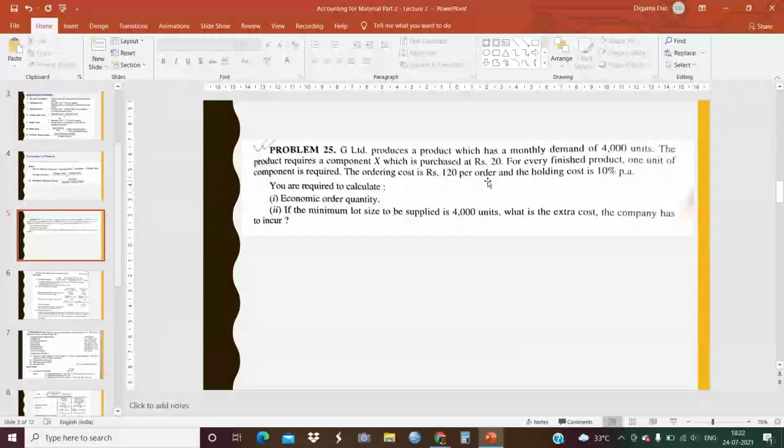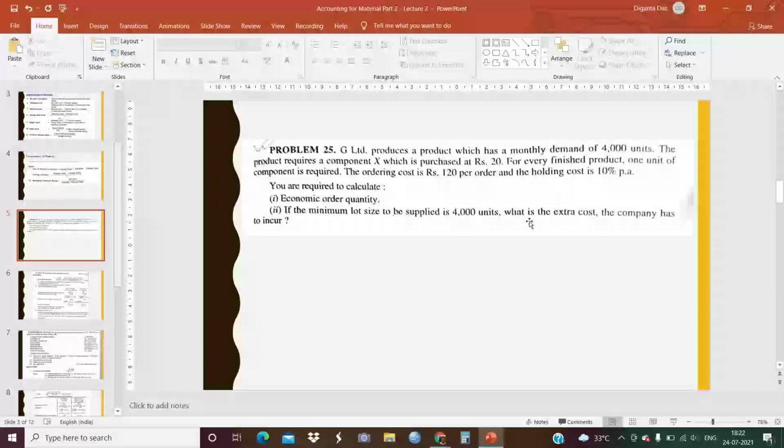This is ordering cost. Now carrying cost is how much? 10% of 20, that means 2 rupees. It is per unit per annum. Average inventory carrying cost. Average means we should calculate the average, and average means half of the quantity ordered. So our quantity ordered, first at EOQ and then at 4,000 units, half of this into 10% of 20, that means into 2. So this is carrying cost.